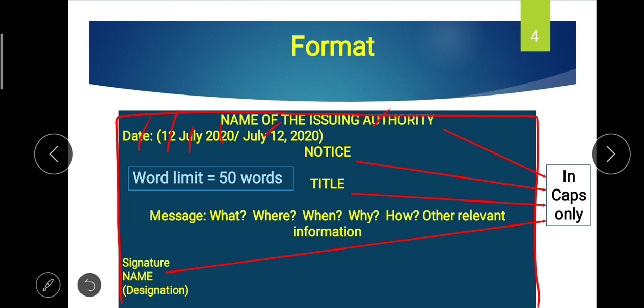Sometimes students tend to write 12/7/2020, or many times they feel it is easy to write short forms of the names of months like NOV or SEPT, OCT. Avoid this format, students, because this is not approved by CBSE. The name of the month must be written in full.